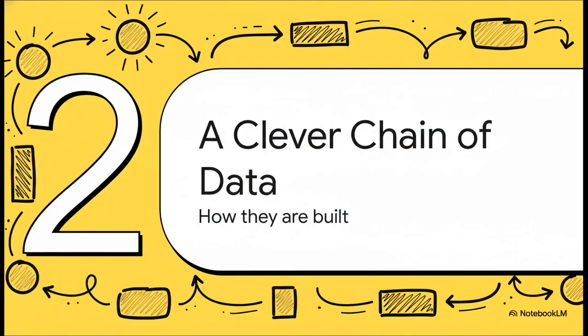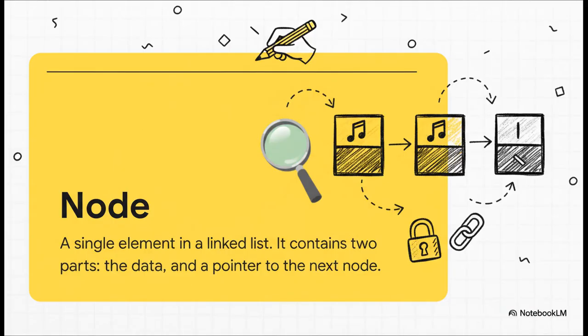So that super clever solution we just talked about, that is a linked list. It's not a block of data, it's a chain. Let's break down exactly how that chain is built. The fundamental building block of this entire chain is something called a node. And a node is incredibly simple, really. It just holds two things. First, the actual data, your song title or whatever, and second, a pointer, which is basically just the address of the next node in the chain. That's all it is, data and a signpost to the next piece of data.